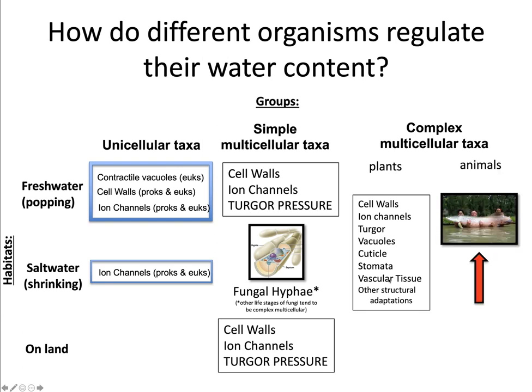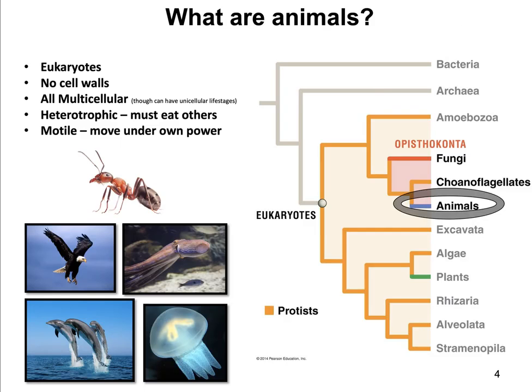And where we're going to move to next is talking about animals, another group of complex multicellular taxa, and some of the adaptations that they have. You can see in this picture we've got two different animal species going on. We've got humans here, and we've got a big freshwater fish. This is an alligator gar here. We'll talk about some of the adaptations that animals have evolved to regulate their water content.